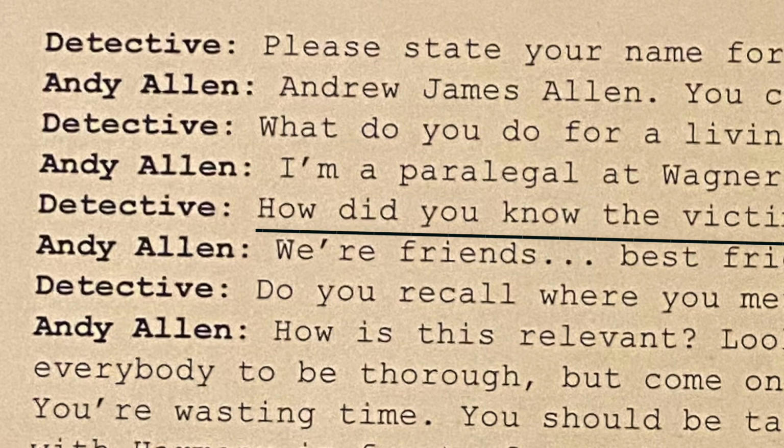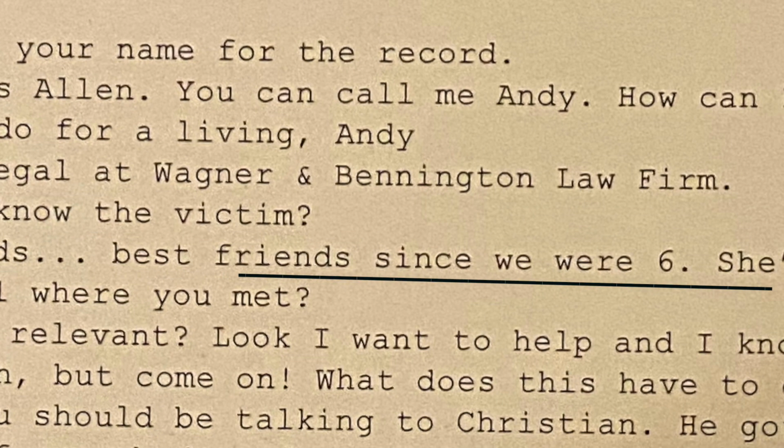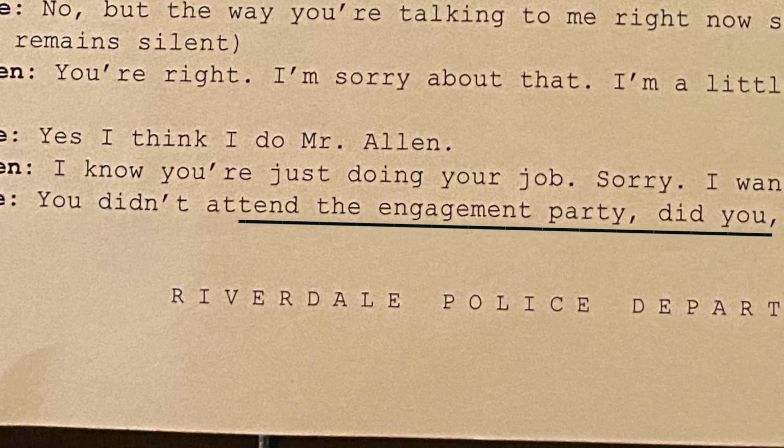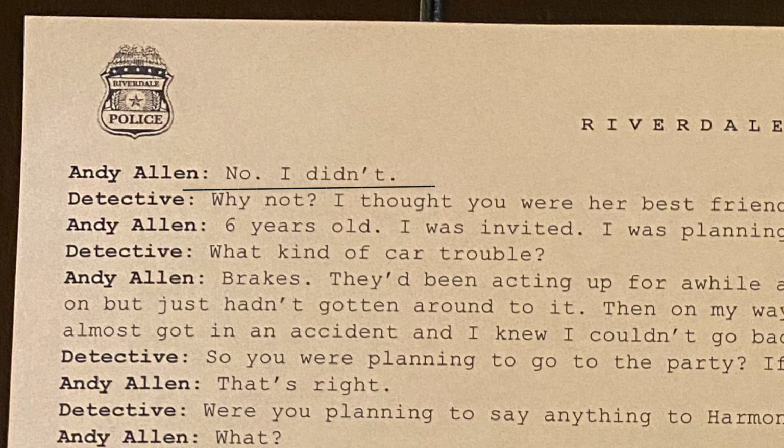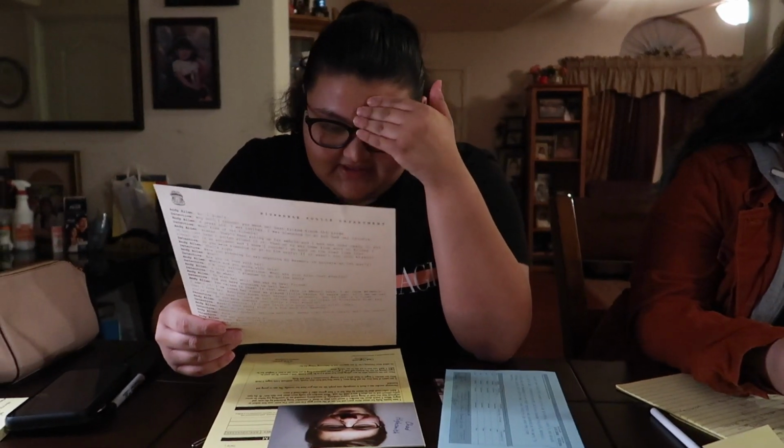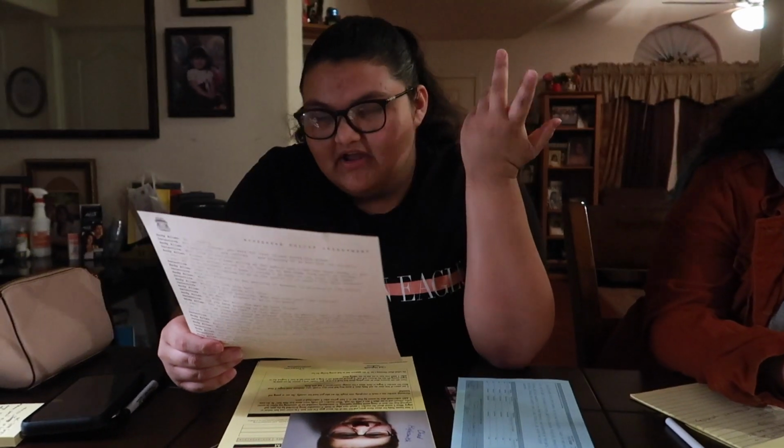Andy was saying how they were best friends, and the police officer was asking why he didn't attend, and he said that he was invited, but his car brakes weren't working, so he had to fix them. The detective was questioning him, asking him why he didn't take the bus or a cab or ask for a ride, and he said he didn't want to ask for a ride.